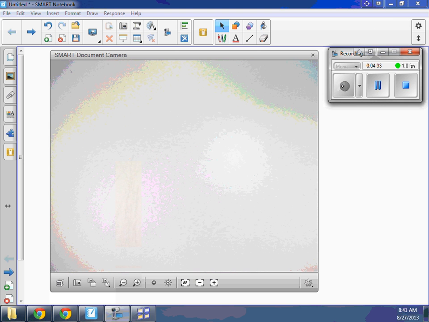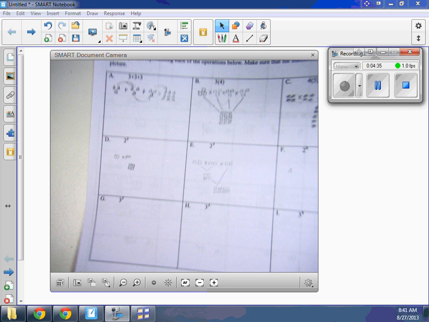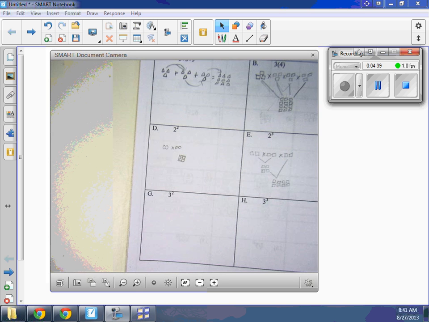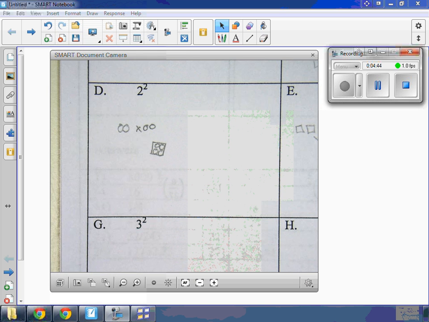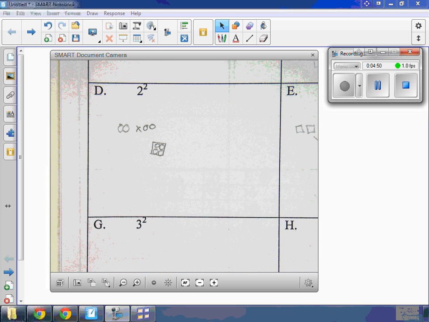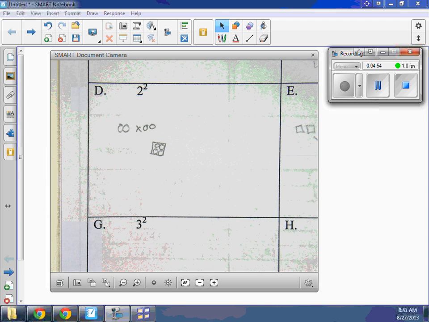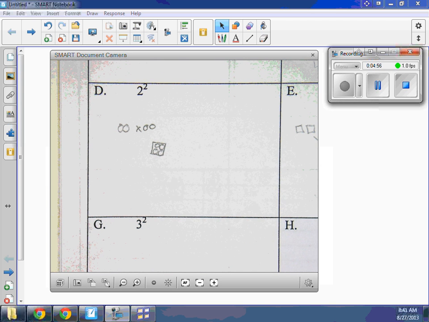So here are some examples. Shonda, can you explain what you did in part D? 2 times 2 is 4. Does anybody see 2 squared in the picture? It's a square. And how big is a square? 2 by 2.